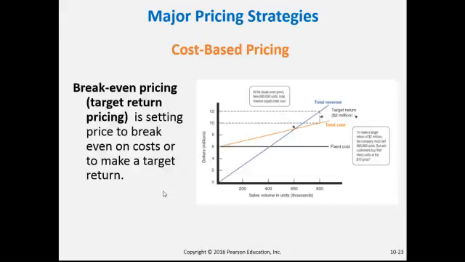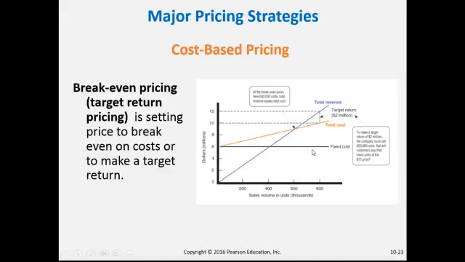Next one. This is the break-even pricing or the target return pricing. It is setting price to break even on cost or to make a target return. This is another cost-oriented pricing. The firm tries to determine the price at which it will break even or make the target return it is seeking. Target return pricing uses the concept of a break-even chart, which shows the total cost and total revenue expected at different sales volume levels. You can see here.